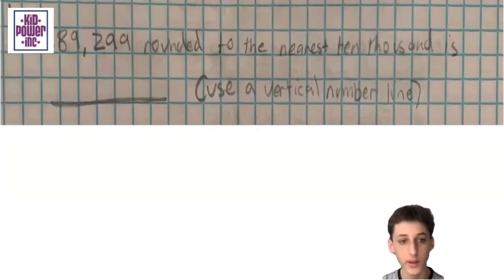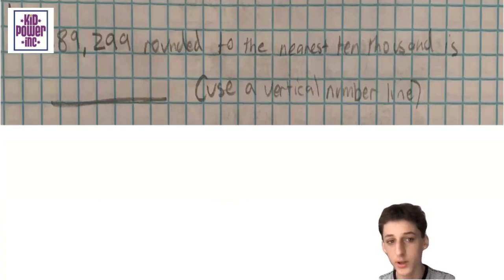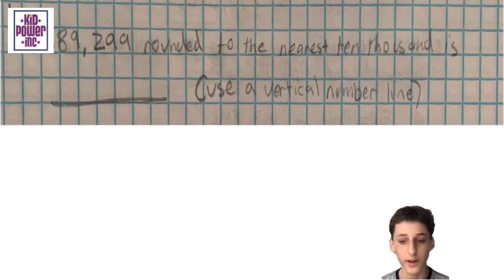Pretty much how this is going to work for the whole lesson is I'm going to give you a problem, and then I'll ask you to do it by yourself. You can pause the video and try to work on it yourself. And then the next slide will be the answer and me explaining it. So the first question is 389,299 rounded to the nearest 10,000 is blank. And for this question, I want you to use a vertical number line. So feel free to pause the video and do the problem.